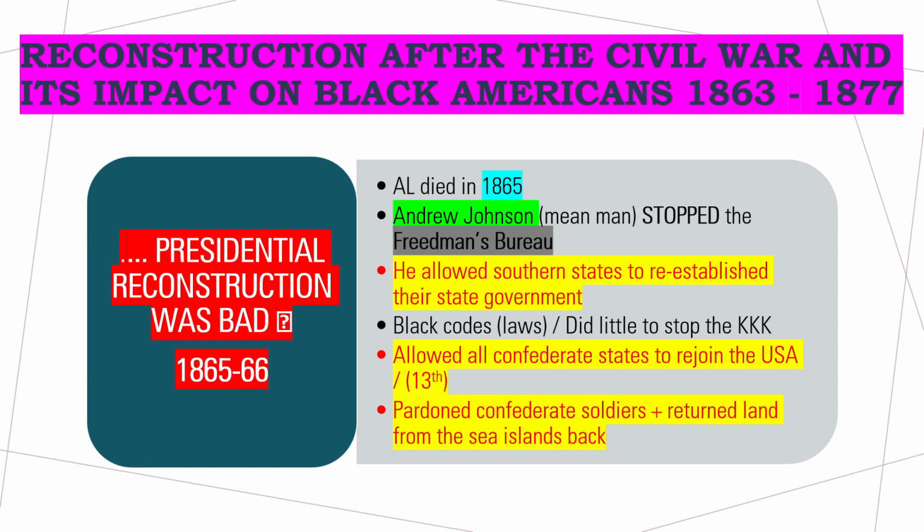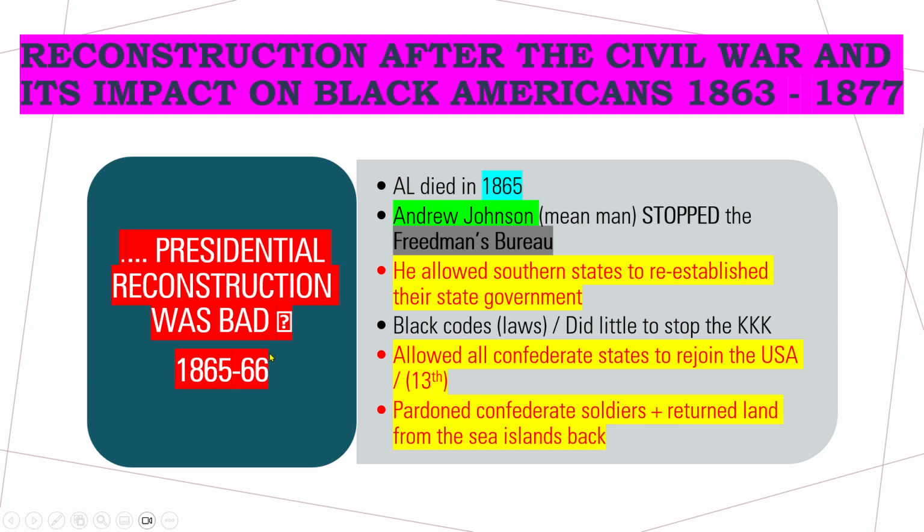He allowed all of the Confederate states to rejoin the USA, even though some of them voted against the 13th Amendment. So even though these people didn't want slaves to be free, they were allowed to rejoin the USA, which again is another setback after Abraham Lincoln had just banned them from the USA. So it's like a uno reverso basically.